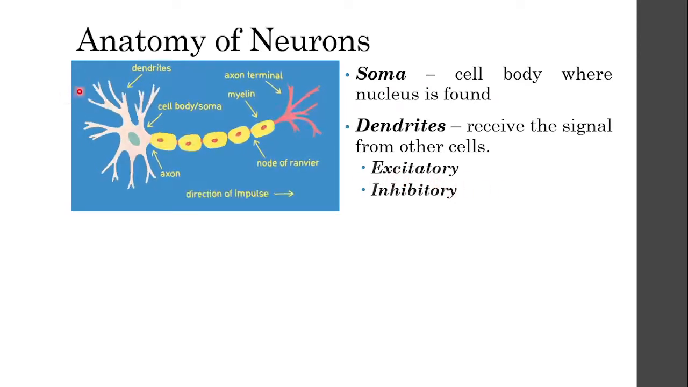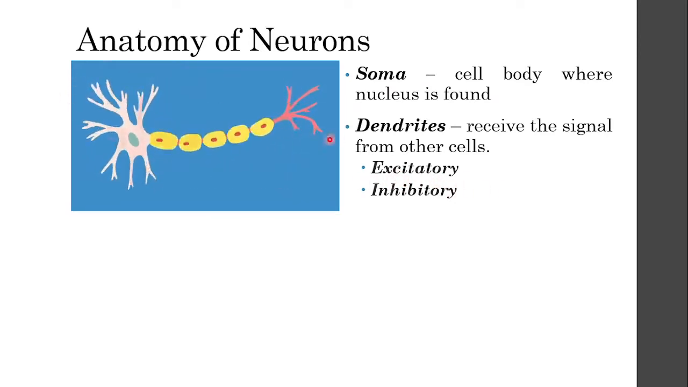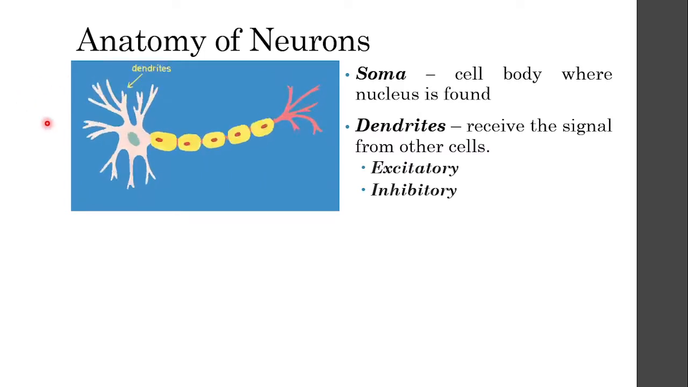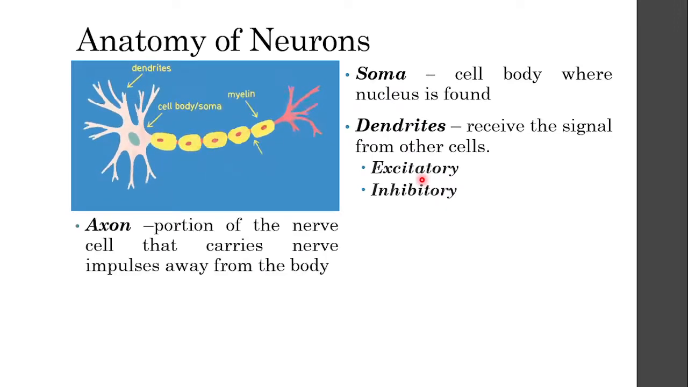And this signal can either be excitatory or inhibitory. Excitatory meaning when the dendrites receive the signal, it will result in an action potential. Inhibitory meaning when the dendrites receive the signal from another terminal button here or axon terminal here, it will not result in an electric potential. So there is no signal that will be released. It will tell them to stop. So those are the different types of signals that dendrites can receive or experience.